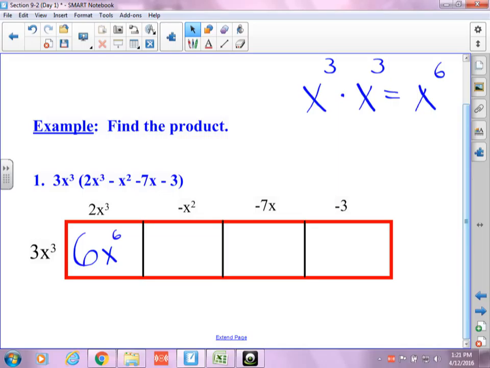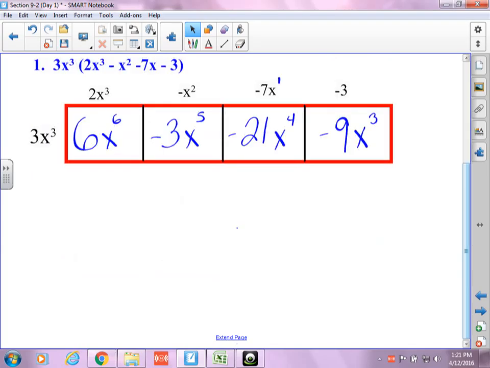Okay? Now I'm going to take 3 times -1, and I get -3x to the 5th. 3 times -7 is -21x to the 4th, because there's a little imaginary 1 in front of the x on top. Okay, and then 3 times -3 is -9x to the 3rd.